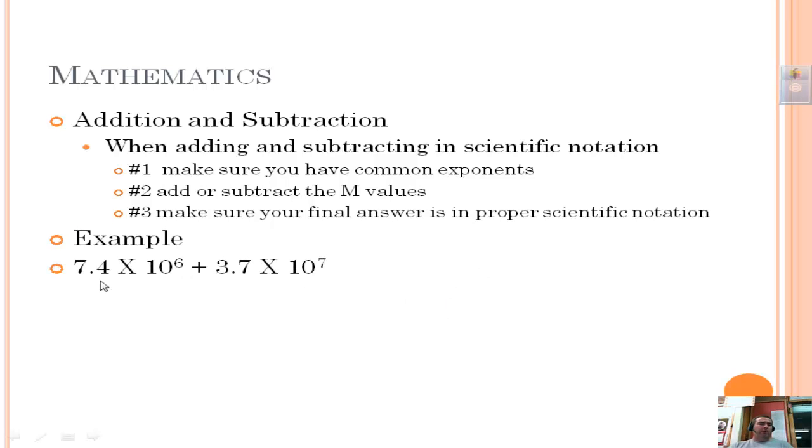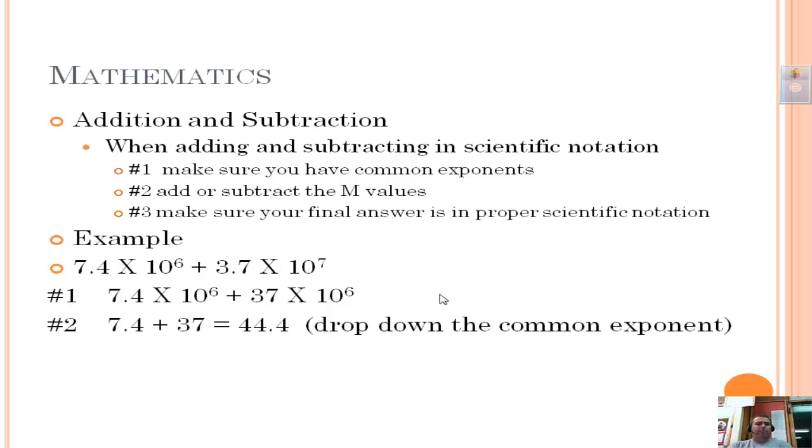Okay, so for example, let's take 7.4 times 10 to the 6th plus 3.7 times 10 to the 7th. Now when you look at rule number 1, it says make sure that you're in common exponents. And when you look here, I have a 10 to the 6th and a 10 to the 7th. So I'm going to make sure that I have common exponents. What I did is I had both of them as 10 to the 6th. So all I did was move this one over 1, so now I have 37 times 10 to the 6th. Number 2, since this is addition, we're going to add our m values.